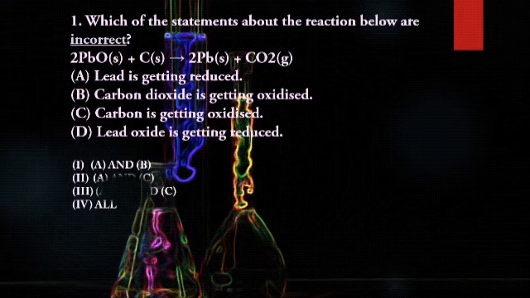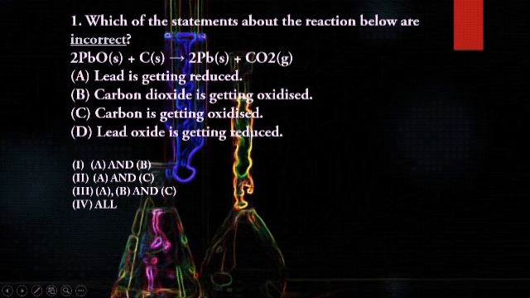The options are: option 1, A and B are incorrect; option 2, A and C are incorrect; option 3, A, B and C are incorrect; and option 4, all of the above statements are incorrect. So, for getting the answer, let's analyze the reaction. Here in the reaction, we can see that lead oxide undergoes reduction, that is loss of oxygen, and forms lead. And carbon undergoes oxidation, that is gaining or addition of oxygen, and forms carbon dioxide.